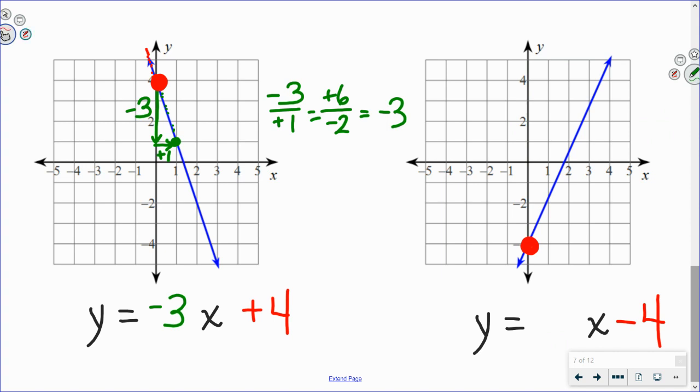Now some people might say, Mr. Callan, I don't like that point. I like this one better. Okay. What happens when you go down 6 and right 2? Or up 6 and left 2? Well, it's still going to be the same slope. You may write -3 to 1 if you wish, ladies and gents. I want to be clear about that. Most people prefer just to write y equals -3x plus 4, but you can write -3 to 1x plus 4.